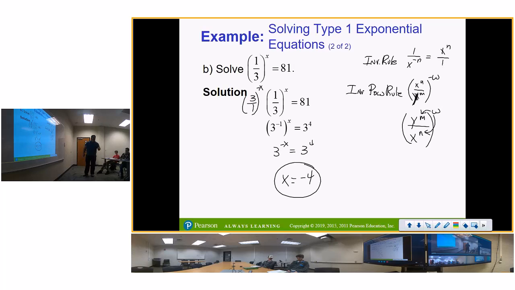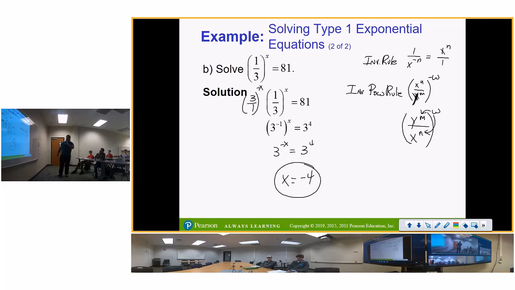Should you be able to do these without even faltering? Yes, because logarithms, you're going to be doing this.